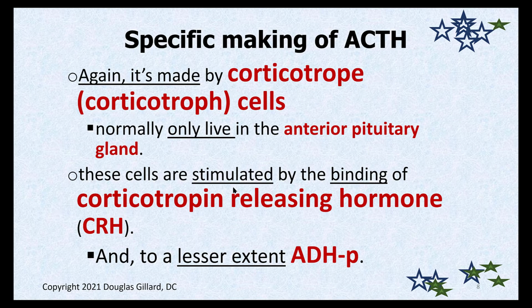Let's see. There is another one, though. We talked a little bit about ADH-p, those same corticotroph cells also secrete a form of ADH that doesn't have anything to do with the kidney. I call it ADH-p because it came from parvocellular neurons. They probably won't call it that. That's my labeling to help you with it. But this ADH that comes from parvocellular neurons has nothing to do with water retention.